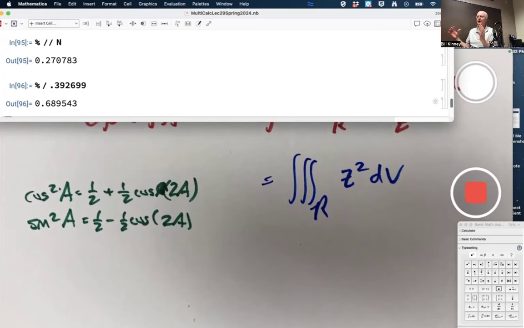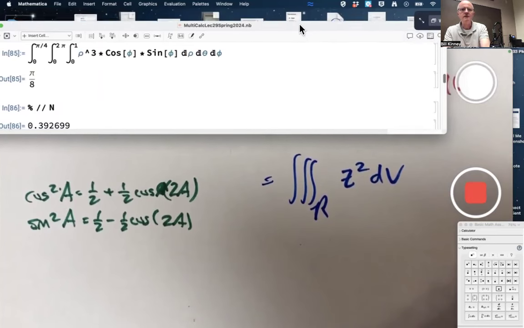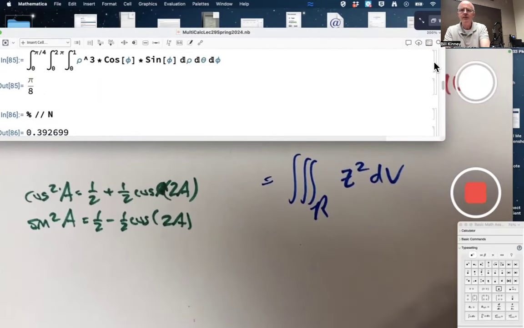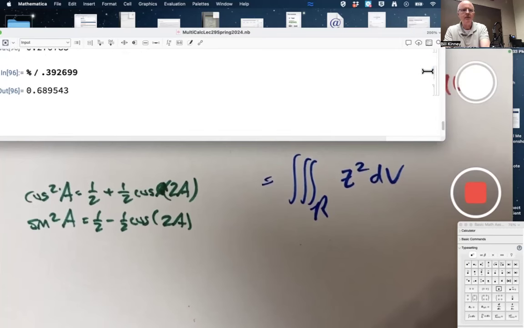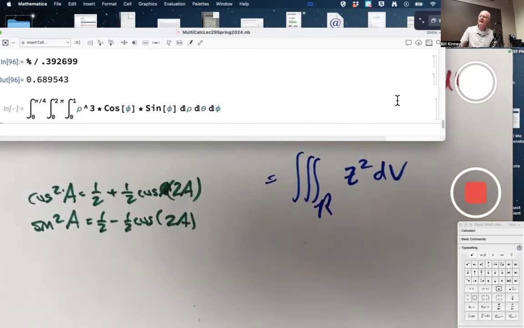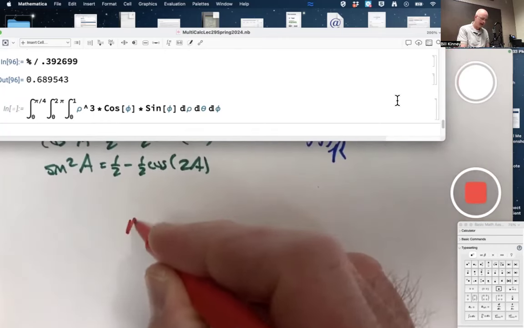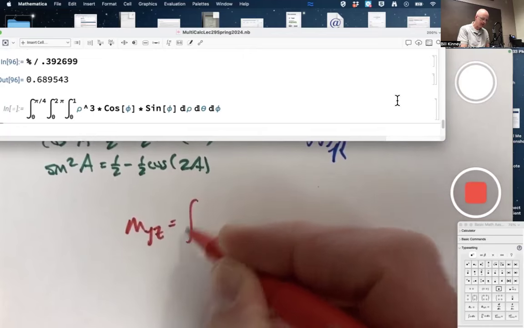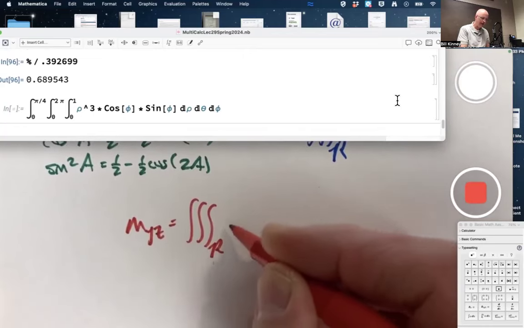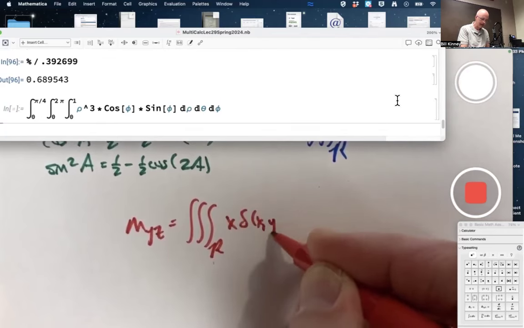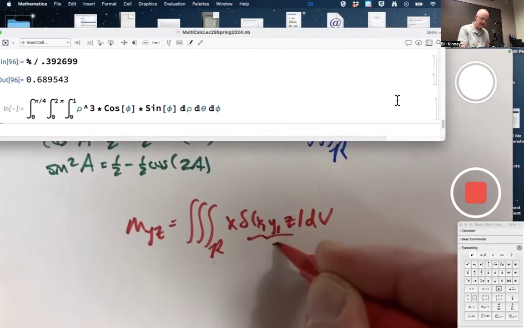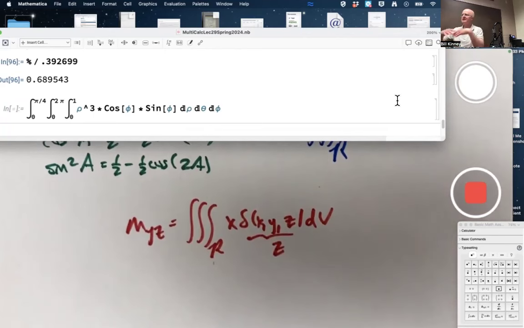The moments in the x and y direction, or with respect to the other axes, should be 0 by symmetry. I won't bother checking it with rectangular coordinates. If we were to find another moment, like in the x direction, so m sub yz, m sub yz would be the triple integral over r of x times the density, where that's z. And by symmetry, and the fact that this density function only depends on z, it should be 0.